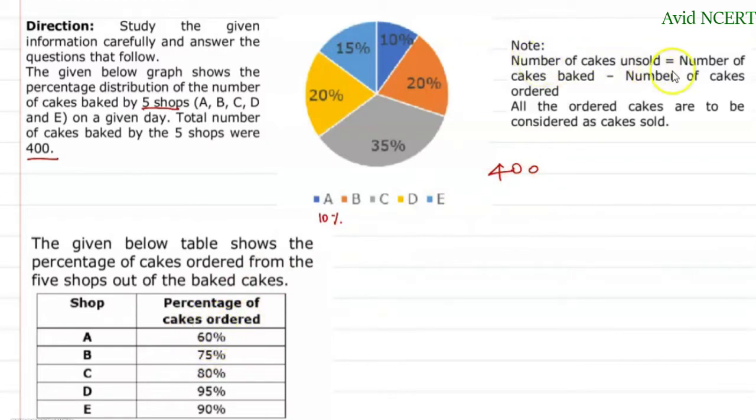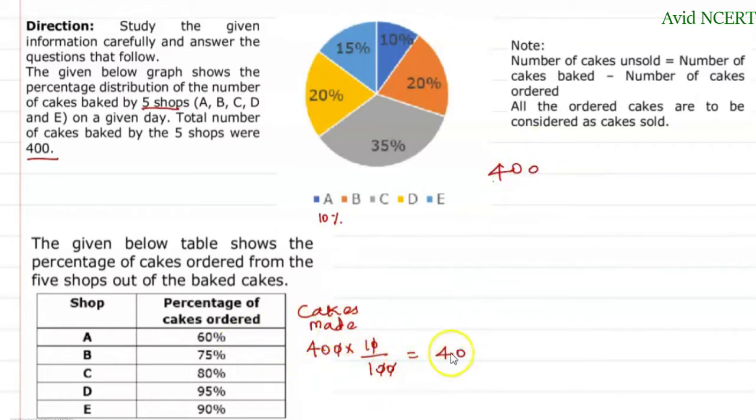Note, the number of cakes unsold will be equal to the number of cakes baked minus the number of cakes ordered. So, for example, check for A alone. For shop A, out of 400 cakes, it made 10%, that is the cakes made. So 10 by 100, the zeros cancel, which equals 40 times 1, which is 40. So out of 400 cakes, it made only 40 cakes.